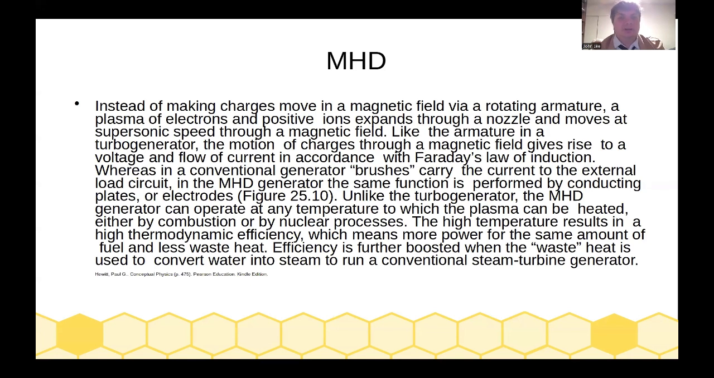Unlike the turbo generator, the MHD generator can operate at any temperature to which the plasma can be heated, either by combustion or by nuclear processes. The high temperature results in a high thermodynamic efficiency, which means more power for the same amount of fuel and less waste heat. Efficiency is further boosted when the waste heat is used to convert water into steam or to run a conventional steam turbine generator.